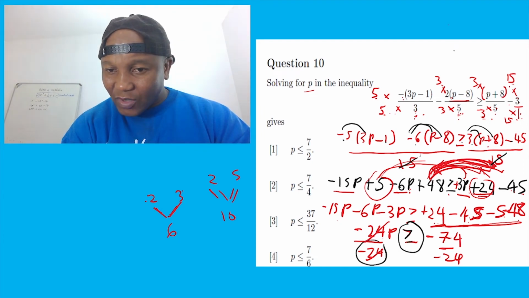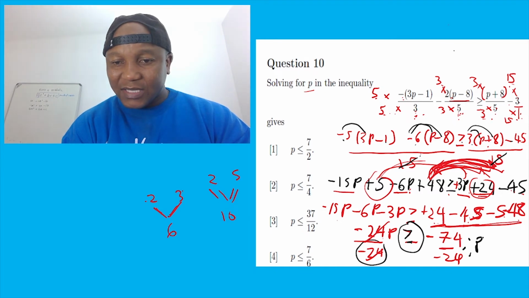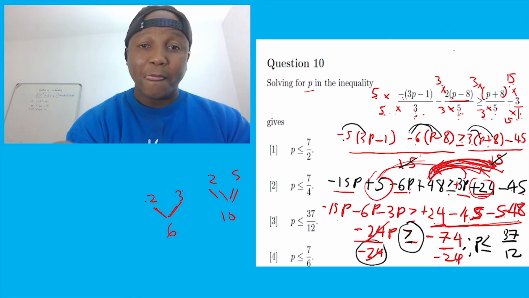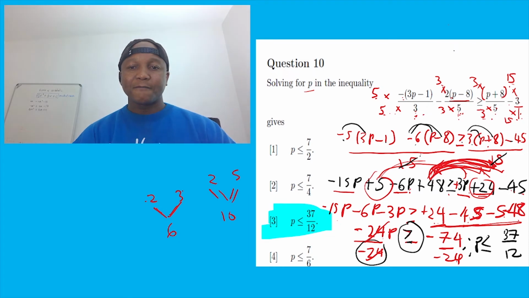It looked like this, right? Now it's going to change the direction. So our p is not going to be in that direction anymore. And 74 divided by 24 is going to be 37 over 12. So our option is going to be this option here, option number 3.